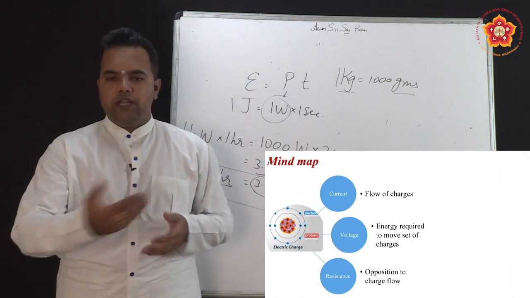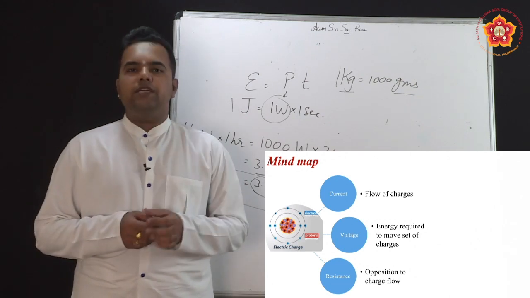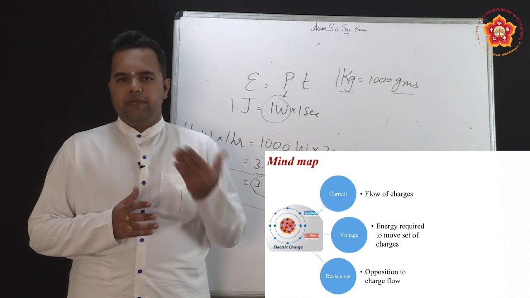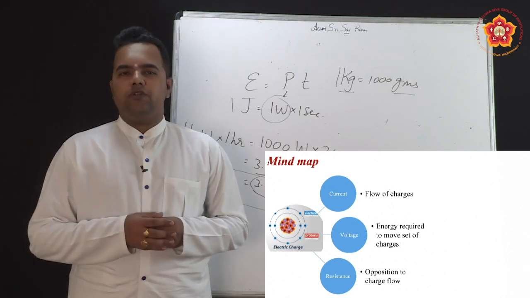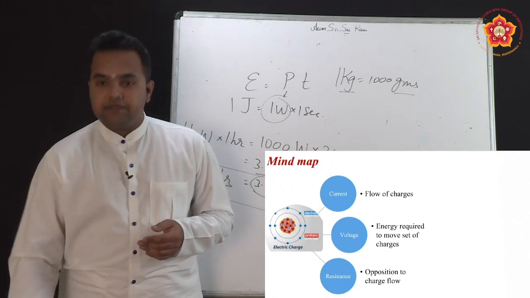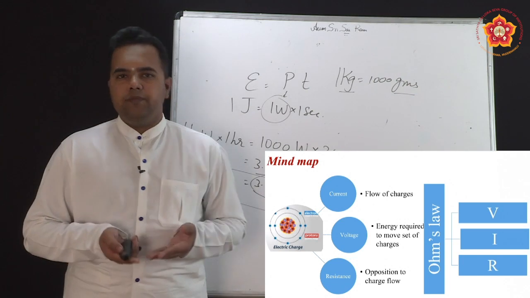And how did we define voltage? We know V is equal to W by Q, the work done to move unit charge. And then we spoke of what is resistance. Basically we define it as opposition to the flow of electric charge. So these three parameters we have seen, and then we have also seen Ohm's law, which relates all the three parameters.